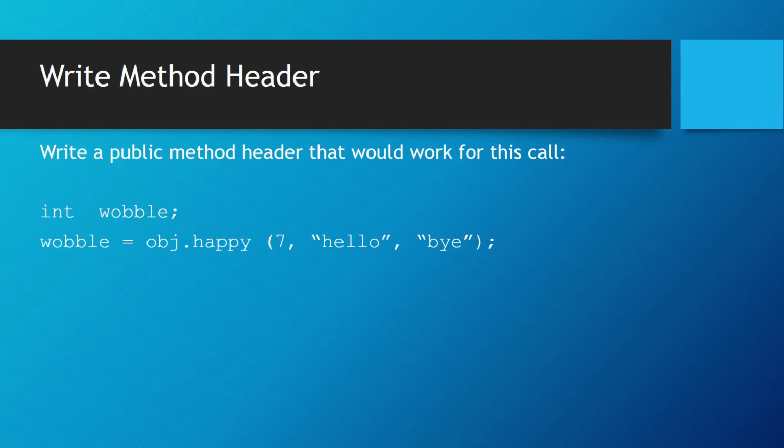Let's look at another example. Write a public method header that would work for this call. Wobble equals obj.happy with the parameters 7, hello, and bye.